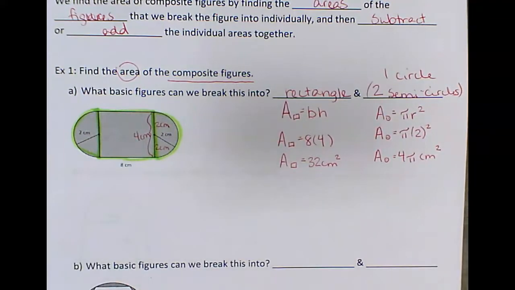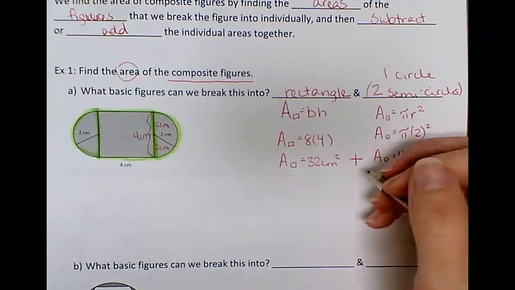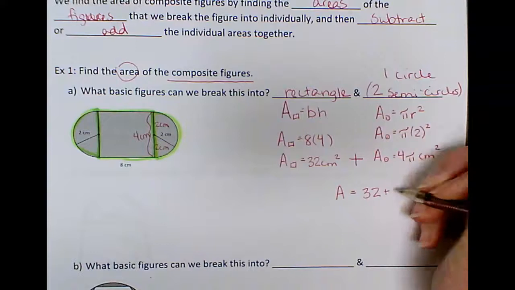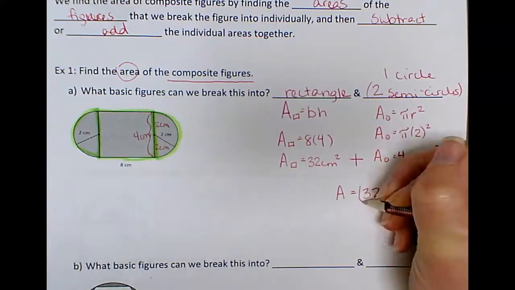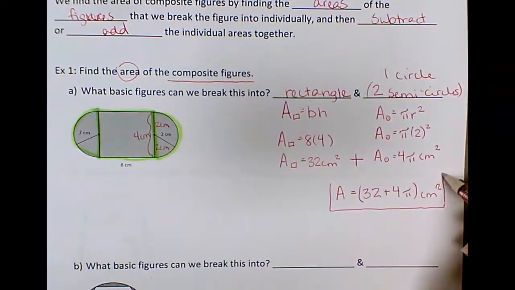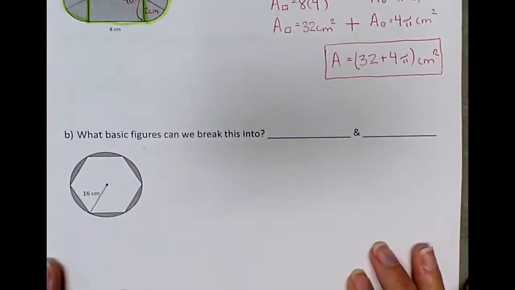So if I add those two together, then 32 centimeters squared plus 4 pi centimeters squared, they're not like terms, so I just keep the area of the composite figure as 32 plus 4 pi. I put that in parentheses because both pieces are given the centimeter squared units. And there we go. So that's an example of finding a composite figure's area that's made up of a rectangle and a circle, and adding them together. So let's look down at example 1b.